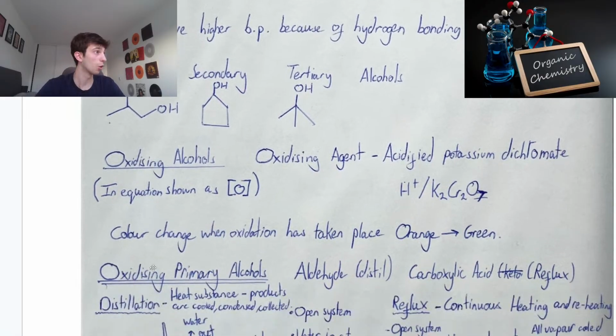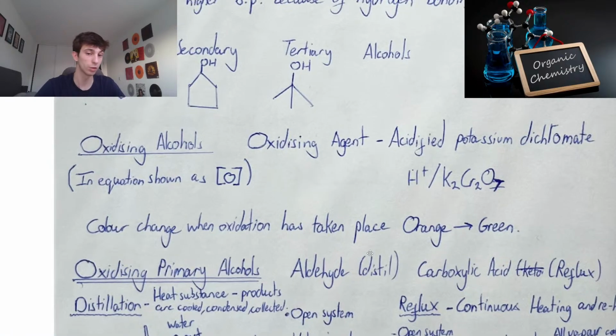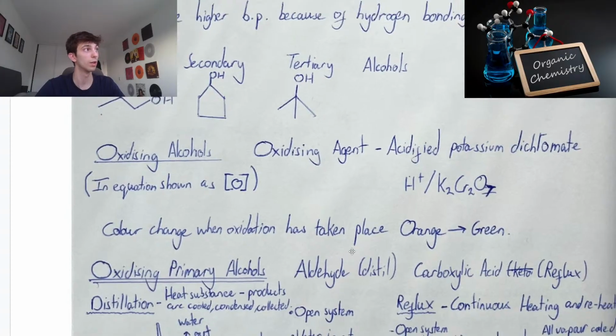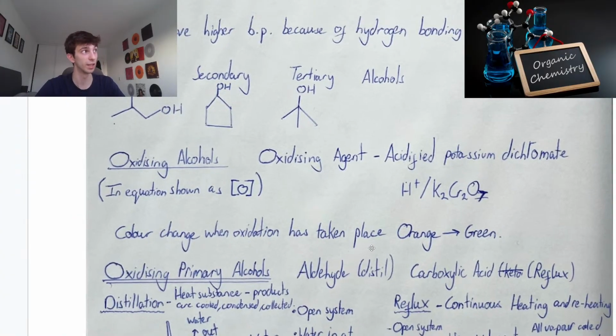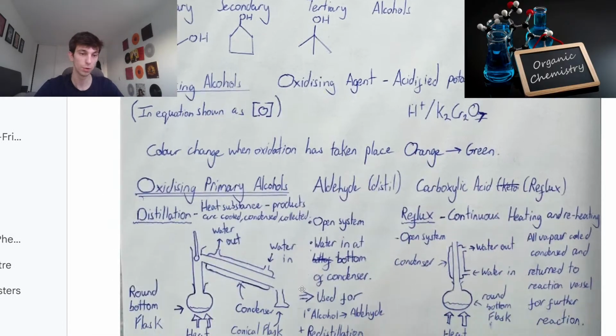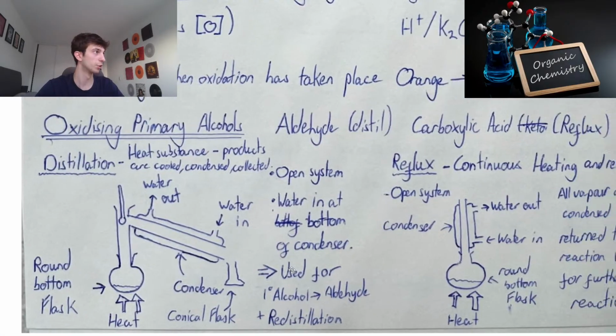First, thinking about oxidizing primary alcohols. With an aldehyde, we distill it. With a carboxylic acid, we reflux. Remember, with distillation, we're going to cool and immediately collect. Cool, condense, immediately collect. With a carboxylic acid, we're going to cool, condense, and then let it go back into that reaction vessel.